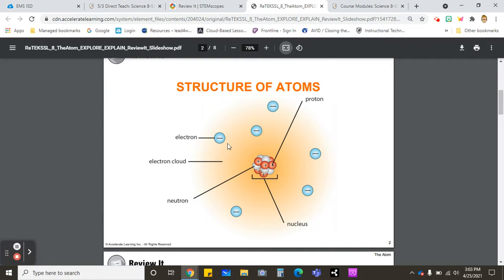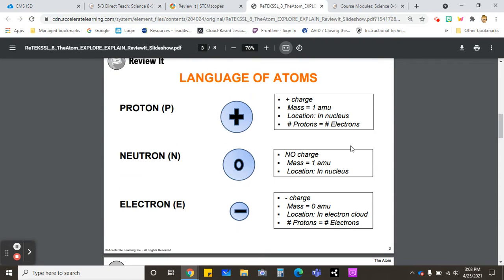Then as you move outside, in the space where the electrons are, they call this the electron cloud. And the electrons are going to be smaller than protons and neutrons, and they're going to be negative. So protons have a positive charge. In a neutral atom, it's going to be the same as the number of electrons.